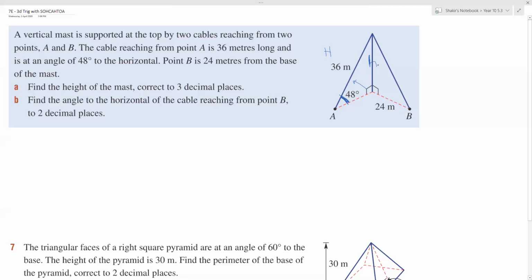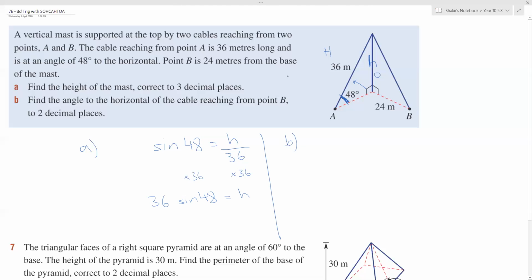Height is going to be opposite. The height of the mast is the opposite side, so I'll just label that O. Now I have O and H. That clearly means I'm using SOH. So sine of 48 is equal to H, which is the opposite side, over hypotenuse, which is 36. Multiply both sides by 36 and you get 36 sine of 48 equals H. And you can put that in a calculator and you'll get the answer.